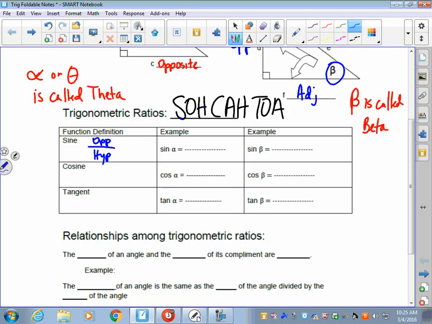Okay. C is for cosine, and the relationship for cosine is now adjacent over hypotenuse. Yep, over the hypotenuse. Okay. And then tangent is opposite over adjacent. Exactly.